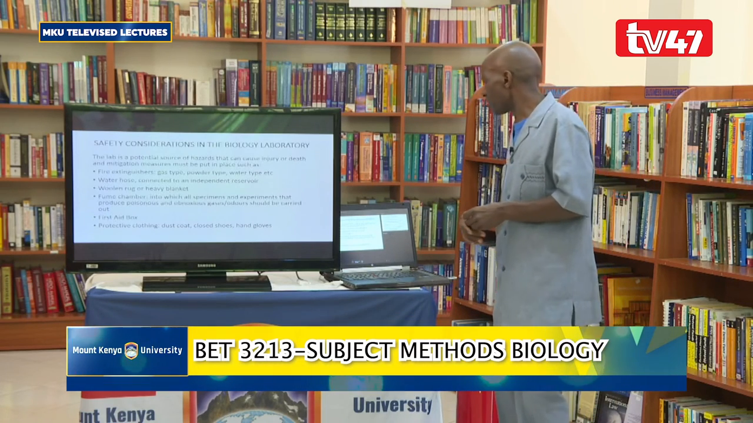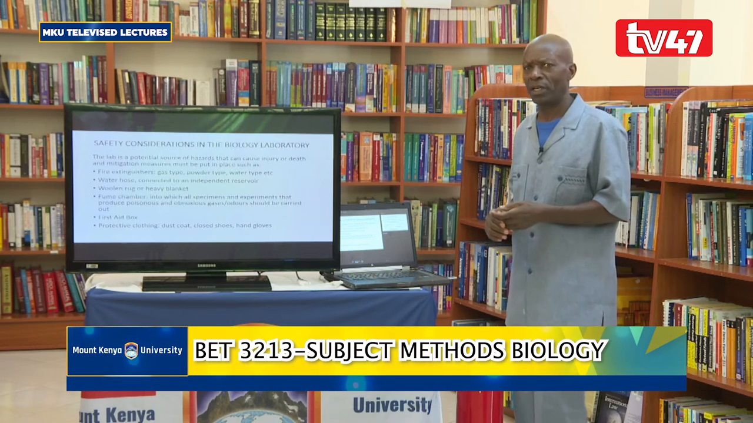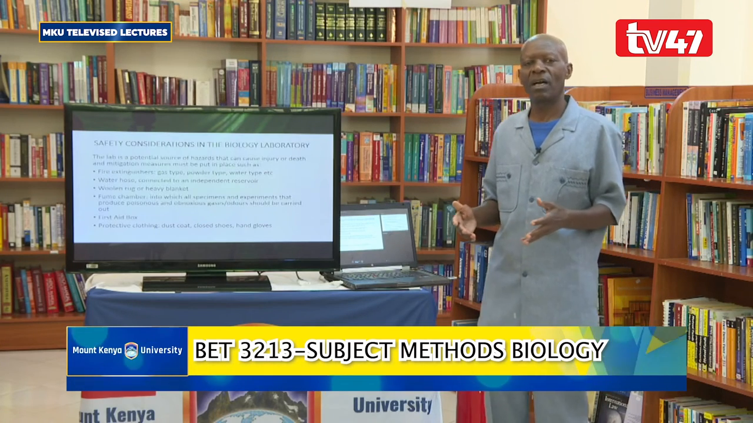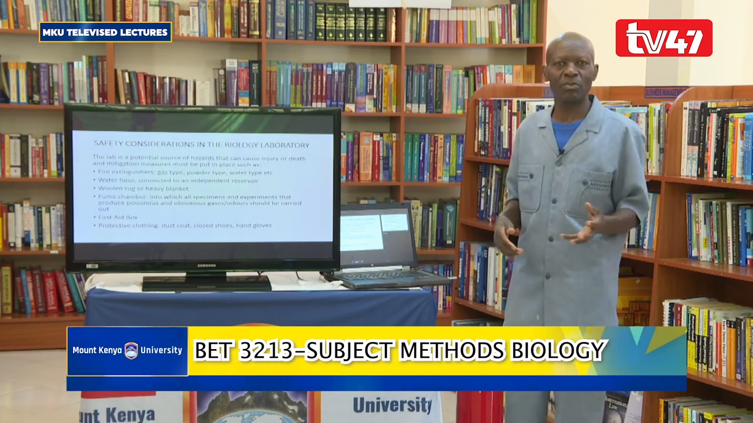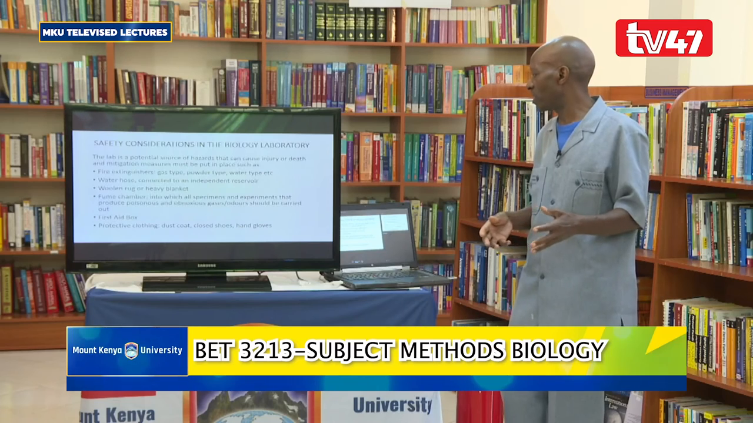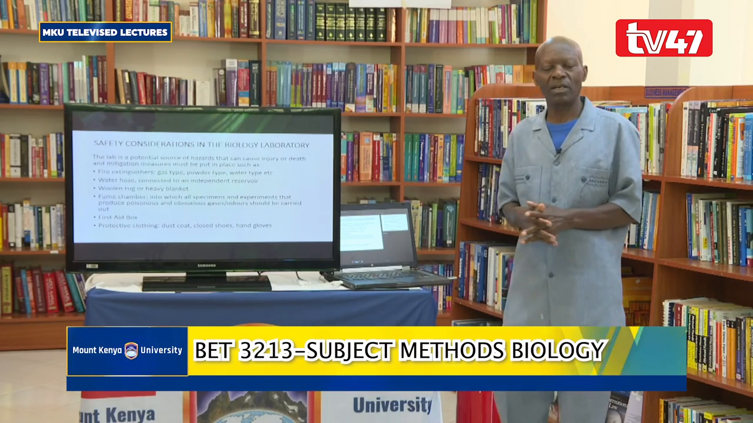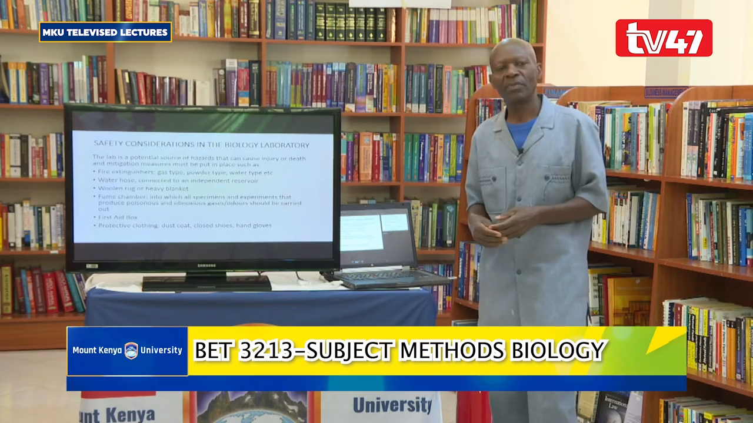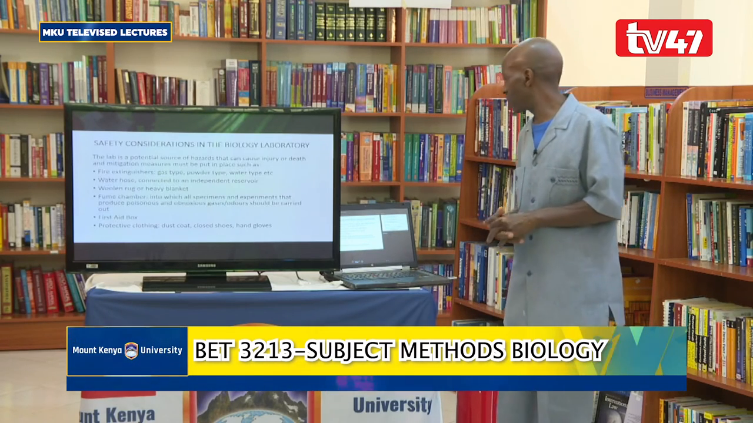We have mentioned the fume chamber a little earlier on. All the specimens and all the experiments that may generate poisonous gases should be performed in the fume chamber as a safety measure. Then we also need a first aid box, just in case of minor injuries. We should be able to help the injured person by using the equipment and the medicines that are in the first aid box. Then on a personal level, we need to have protective clothing. We need a dust coat, gloves, closed shoes, and so on.